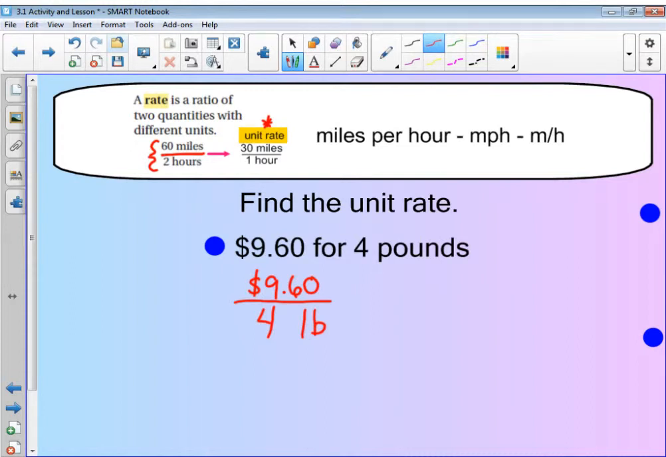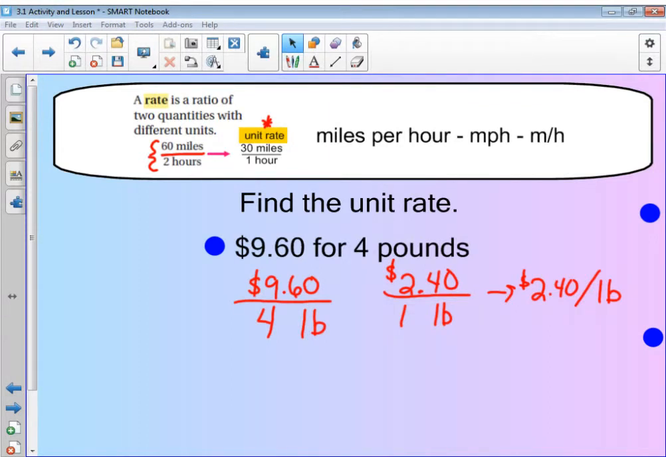So now when we divide this out, or change it to its unit rate, it's top divided by bottom. So $9.60 divided by 4 gives me 2.4. I have to remember that when I'm working with money, I have to have 2 numbers behind the decimal, which means I have to add a 0. So $2.40 per 1 pound. That can also be written like this, $2.40 per LB, or pound. So you are spending $2.40 per pound on whatever you were purchasing.